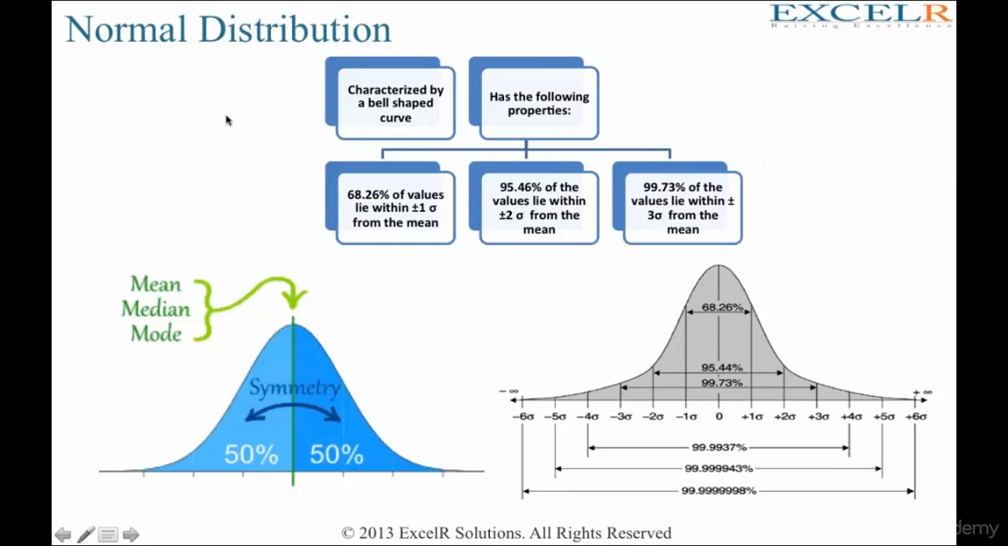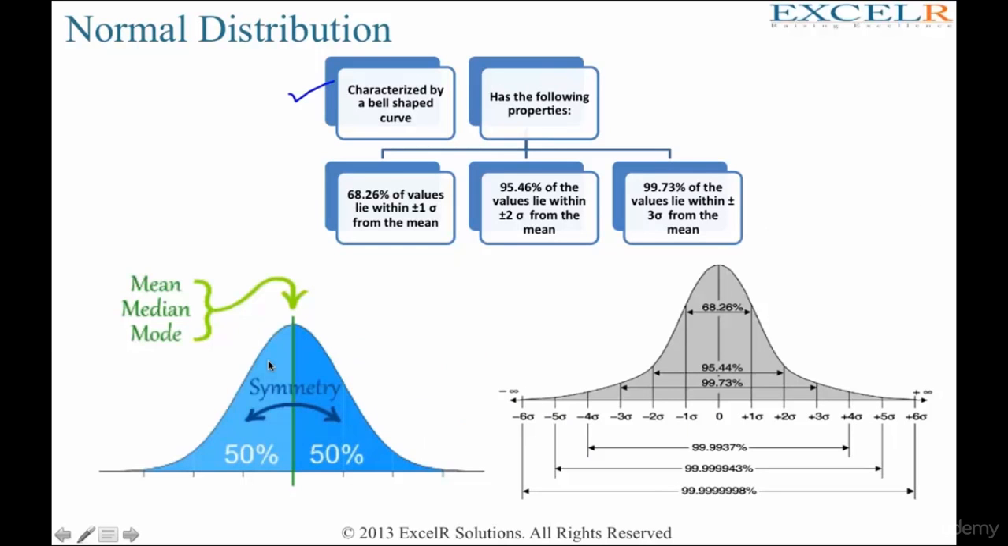Now let us understand a few more characteristics of a normal distribution. This is by far the most important probability distribution. A normal distribution is characterized by a bell-shaped curve. The properties are that mean is equal to median is equal to mode, and it is symmetrical across the central tendency.